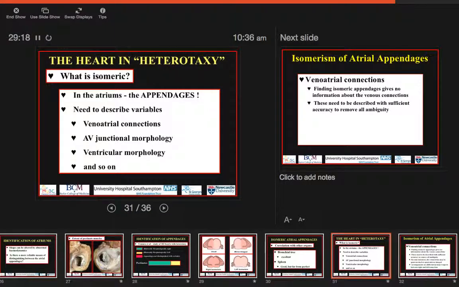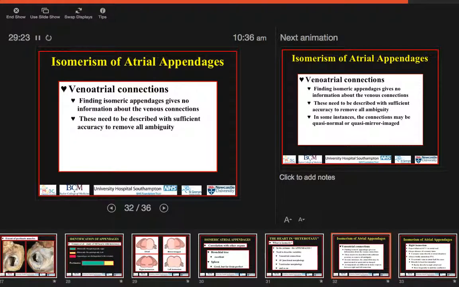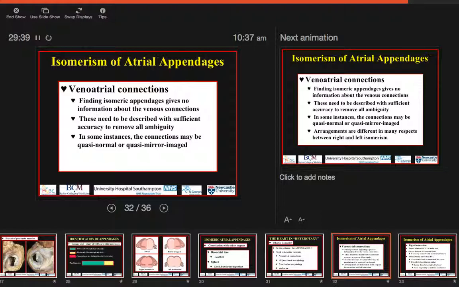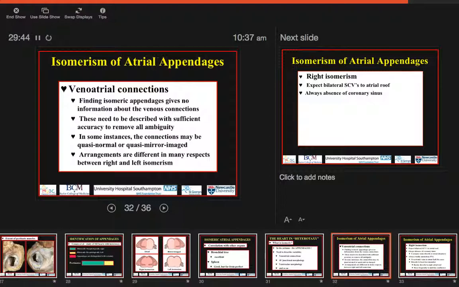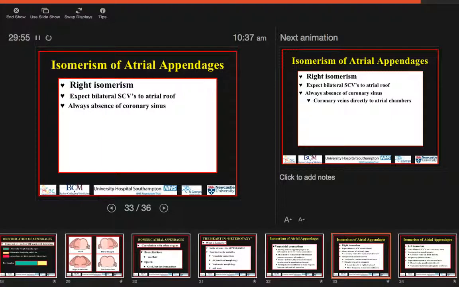We have to undertake full segmental analysis so as to clarify the situation. So the veno-atrial connections are certainly going to be unusual, but if we describe them, we remove the ambiguity. In some instances, they can give you quasi-normal or quasi-mirror-imaged drainage, but in the setting of isomeric appendages. And in fact, it is the arrangement of these veno-atrial connections that can now guide you to the type of isomerism.